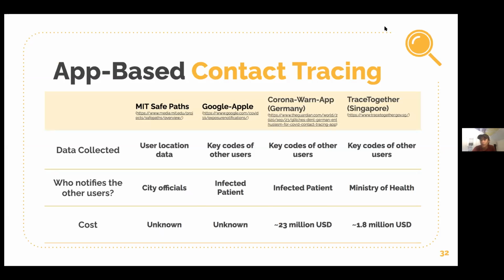So there's four major apps that we looked at for contact tracing. There's the MIT Safe Paths one, there's Google and Apple's, which we just saw a little video on, there's the Corona Warn app, and then there's TraceTogether. And as we have seen, each location or region or area has tried to develop their own form of technology.